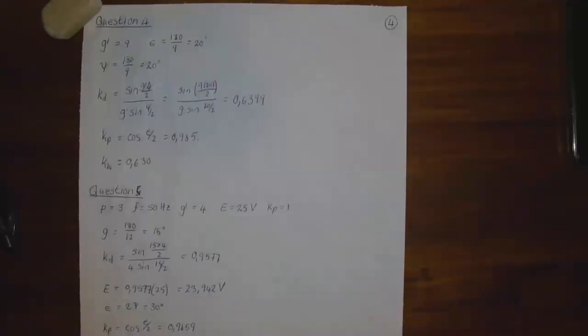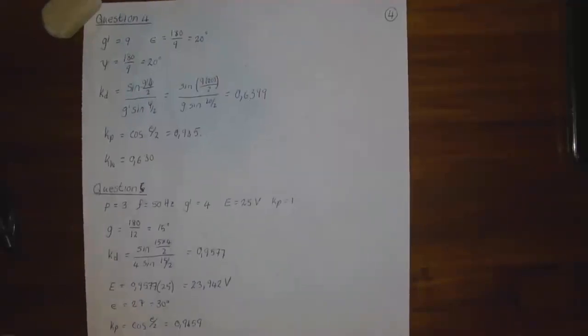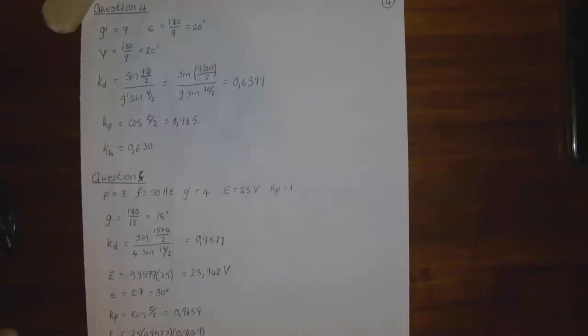Okay, for number 4, it says G dash is 9. And epsilon then, because it says the coil is covering 8/9 of the slot, so 1/9 is left. That means it's 180 divided by 9, which gives us 20 degrees. And psi is also 20 degrees, because it's the number of coils per slot.